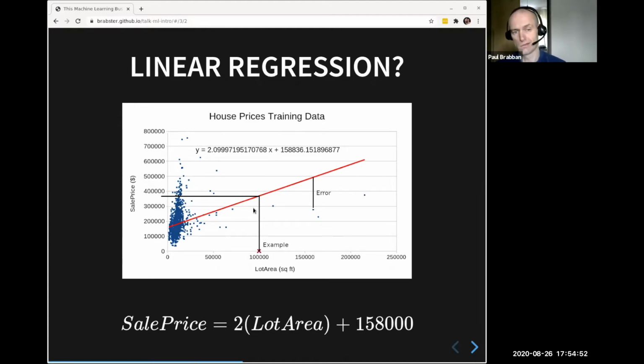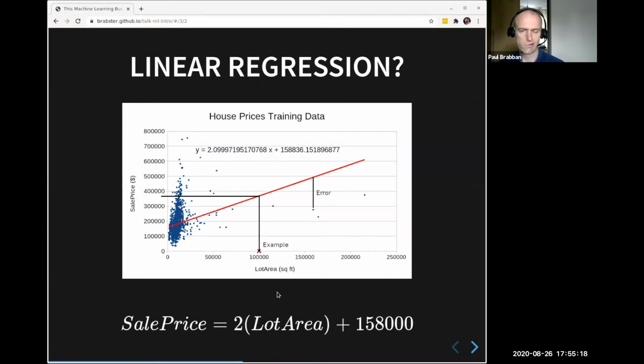So this is our model. Essentially, sale price equals 2 times the lot area plus 158,000. If you look at the bottom, that's back into that y equals f of x formulation. As you can see, if we know the lot area, we can now work out a sale price. So this is a model, a very basic machine learning model for house prices. But it doesn't look like a very good fit to me.